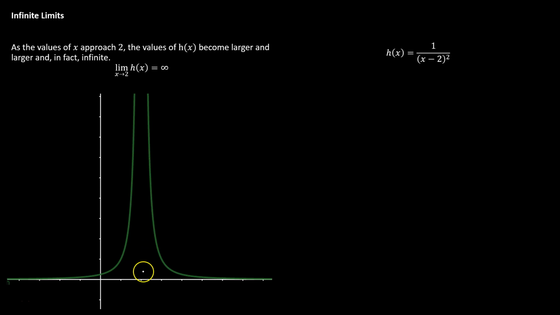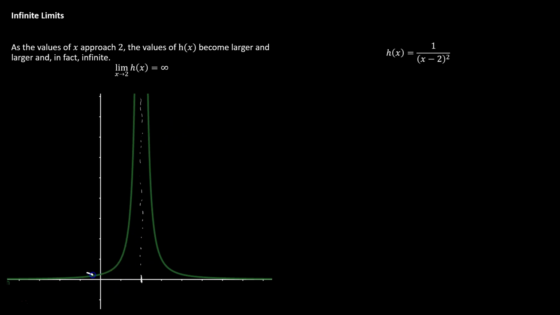This function is undefined at x equals 2. We can see that because the function graph, pretend that's a straight line, never crosses the x value at 2. If we wanted to talk about what the function is approaching as x gets closer and closer to 2, we could look at our one-sided limits.